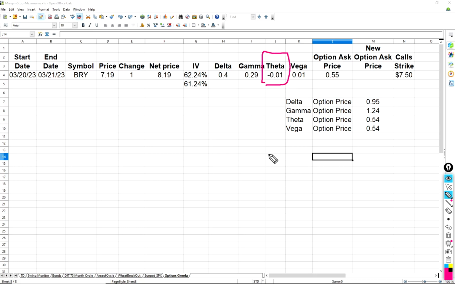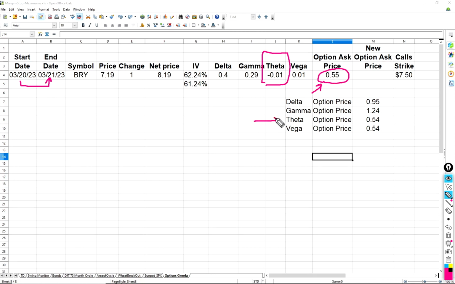What is theta? Theta is one of the easiest ones to understand. It basically relates to the price of the option, how it's impacted by time decay. All right, so we can see this is just one day, from March 20th to March 21st. For every day that passes, theta is saying this option price is going to be reduced by 1 cent. So from Monday to Tuesday, it would go from 55 cents to 54.